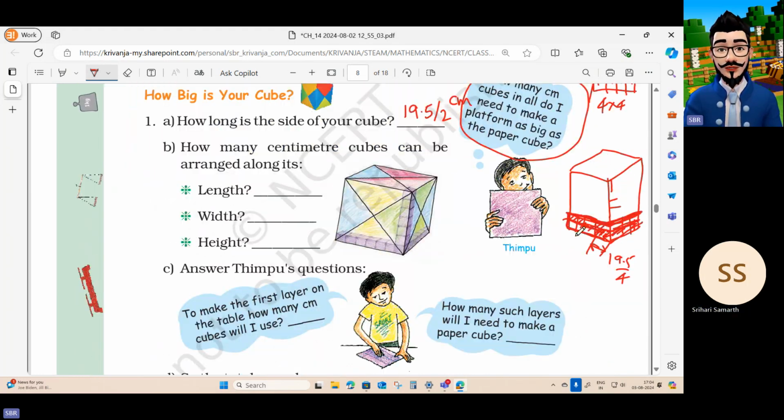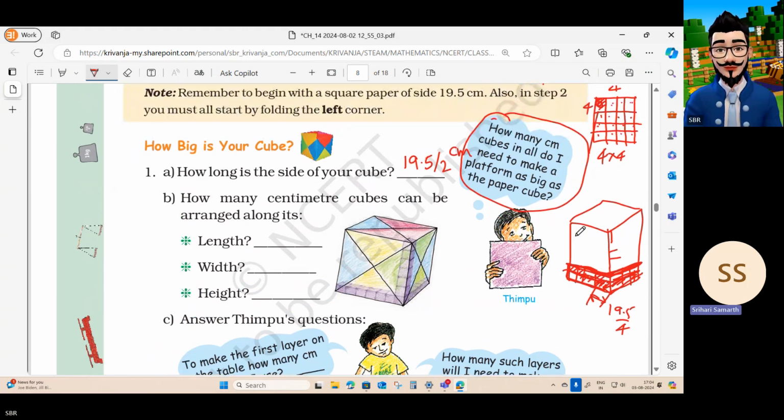So likewise, how many floors are there? 4. So totally how many cubes? 16 into 4, which is 64. Very good. Okay. Now let's answer this.